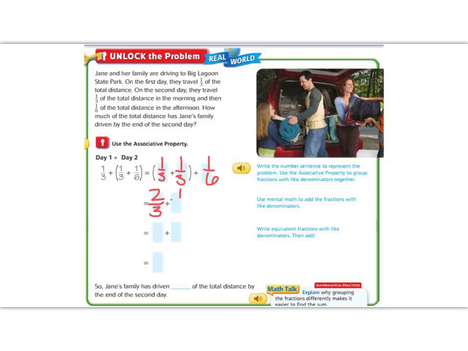2/3 plus 1/6. Now I'm going to need a common denominator, but instead of having to change two numbers to a common denominator, I only have to change one. In order to make a 3 into a 6, we have to multiply by 2. And the top number is 2, so 2 times 2 is 4. 4/6 plus 1/6, I can do that easily in my head, is 5/6. So they have driven 5/6 of their distance by the end of the second day. Great job, 5th graders.